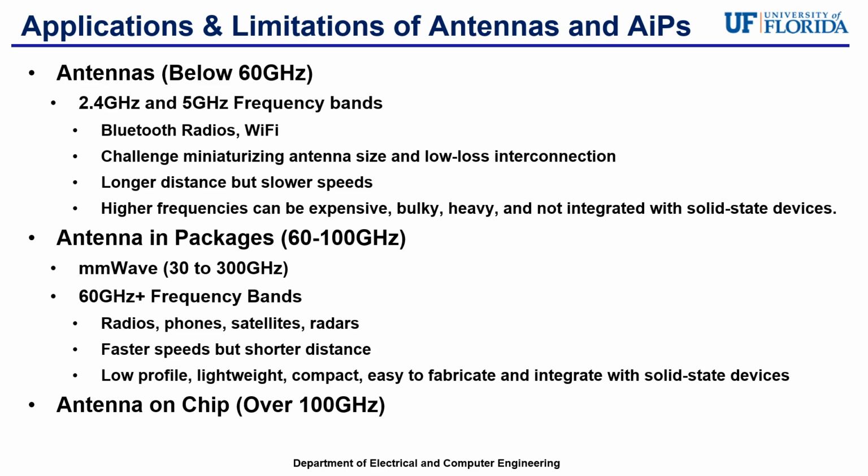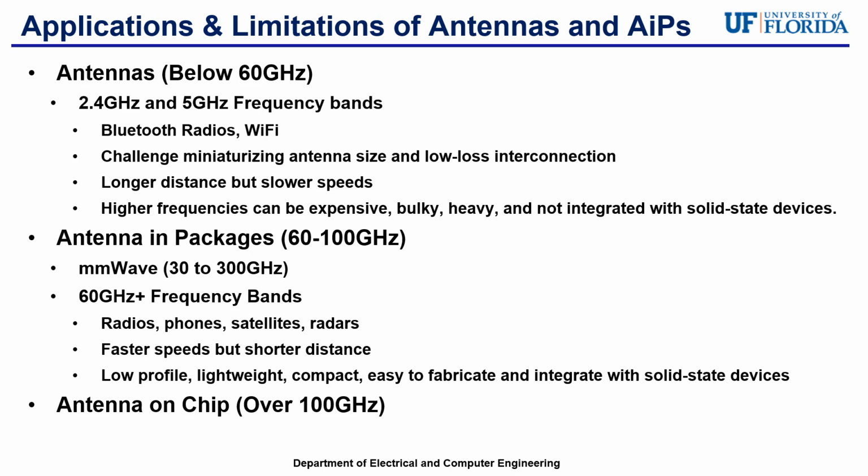Moving on to the applications and limitations of antennas and AiPs. Traditional antennas typically are only used below 60 gigahertz, and are most favorably operated at the 2.4 and 5 gigahertz frequency bands. The typical applications for traditional antennas are Bluetooth radios and Wi-Fi. However, a lot of limitations come up with traditional antennas, such as trying to reduce the antenna size and low loss interconnection for them.